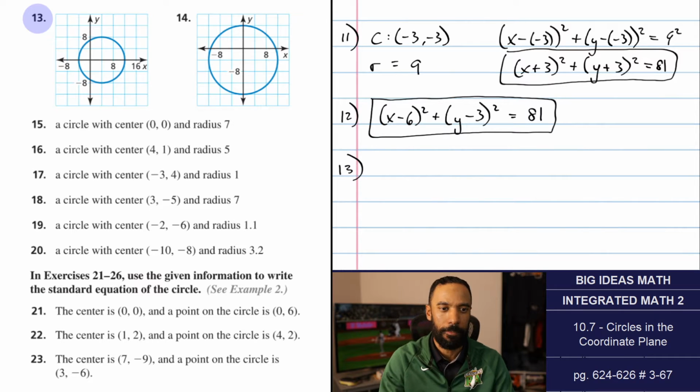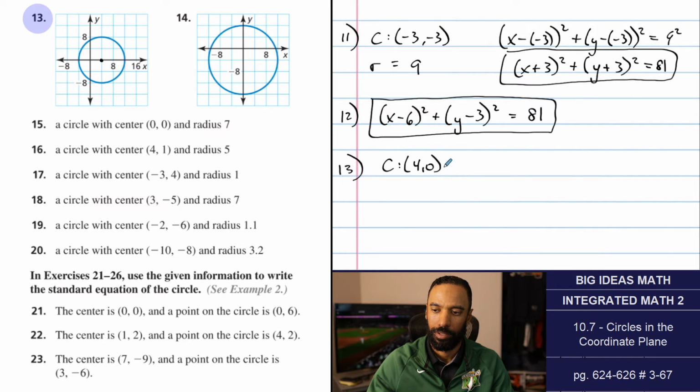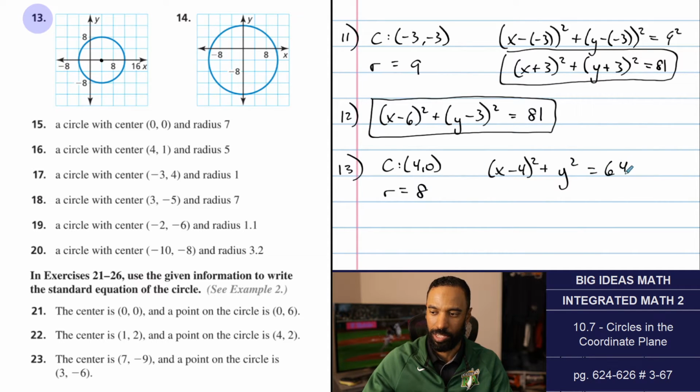So number 13, look what we have here, a center. These are going by 4's now. You can see that's an 8. So that center is at 4, 0. And the radius is 4, 8. So that would be x minus 4 quantity squared plus y minus 0 is y, so we'll get y squared, equals 8 squared, and that's 64.